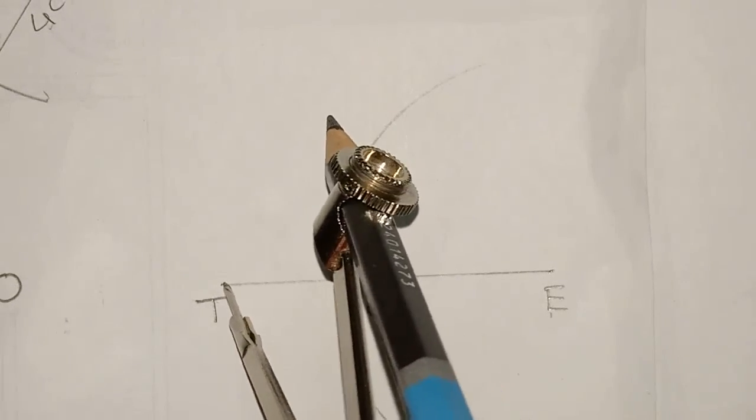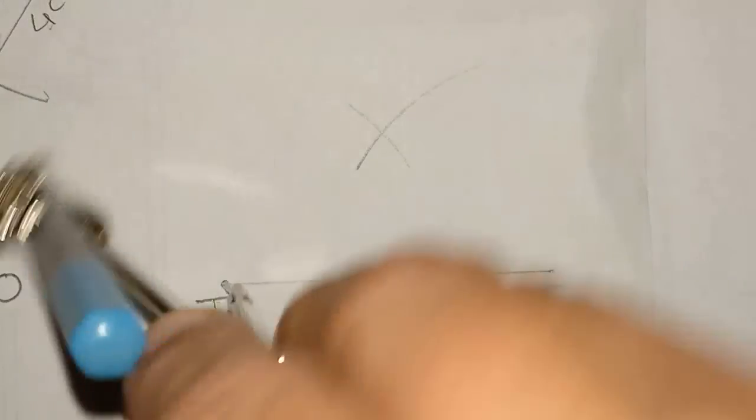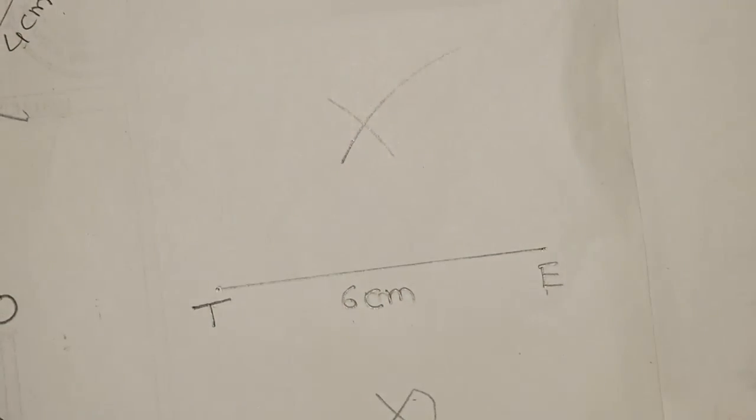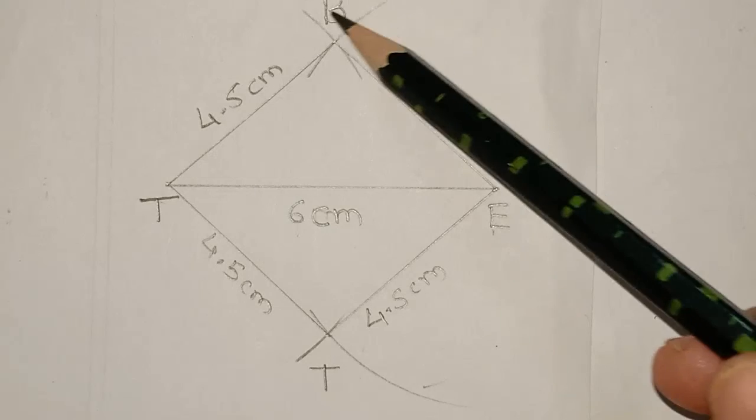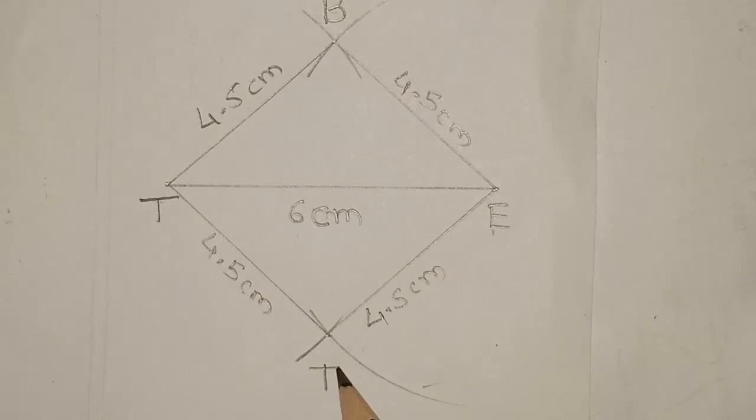Now let's draw from point T and let's cross the previous arc. So here the point of meeting, let's join the point of meeting. So this is our rhombus BEST.